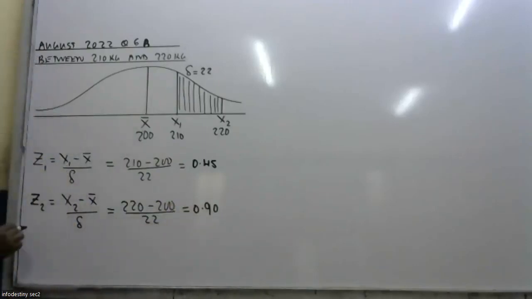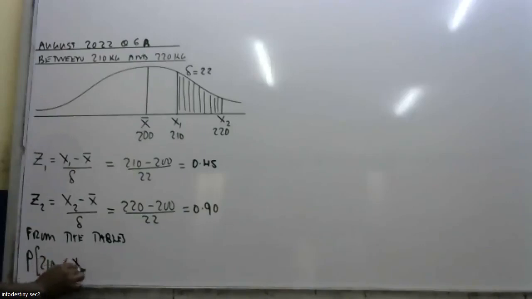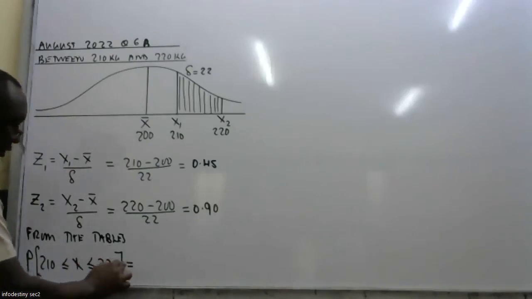Then from there you tell us from the tables, the probability that we are between 210, that is the value of X, and 220, it is going to be.